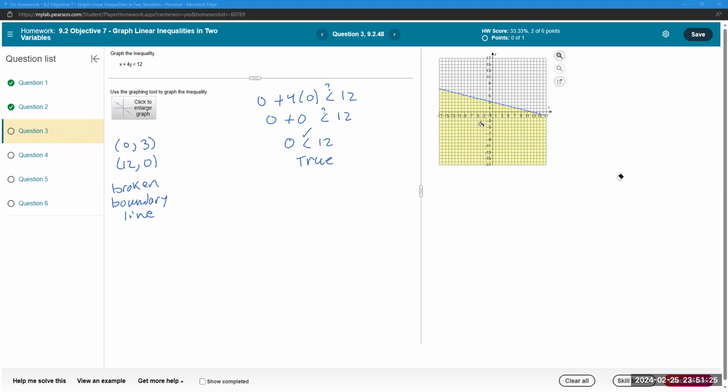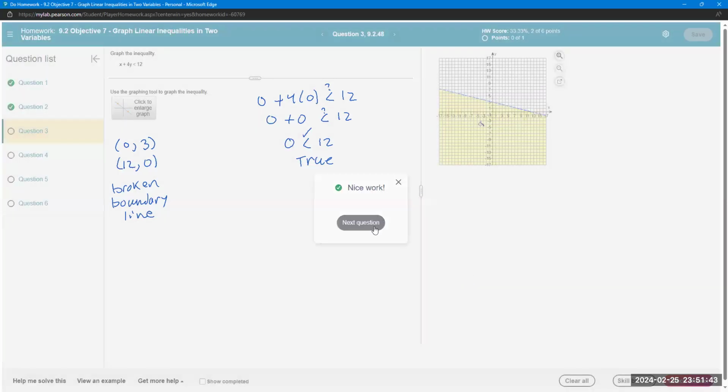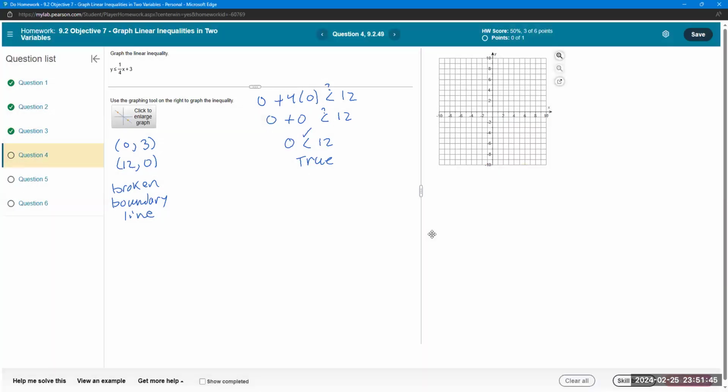That's just another way to do the problem, but I think you see why I like solving for slope-intercept form, and it automatically tells me whether to shade above or below. I just wanted to show you both techniques here. So let's go ahead and submit my answer here. Good. Let's come back here.